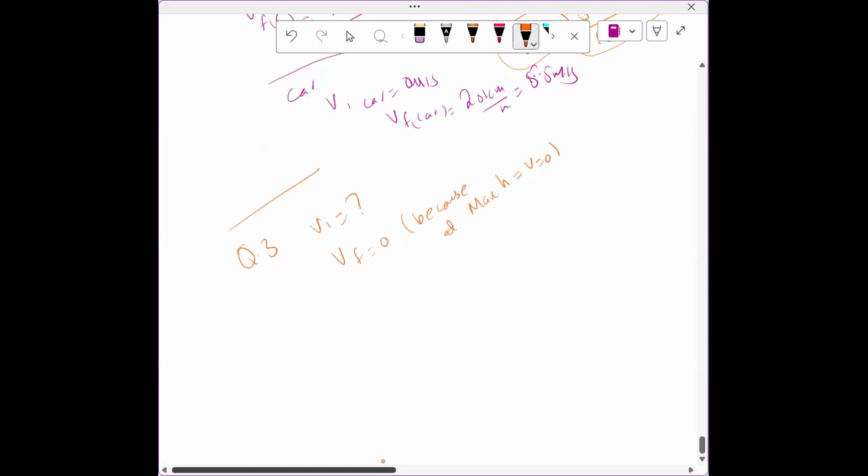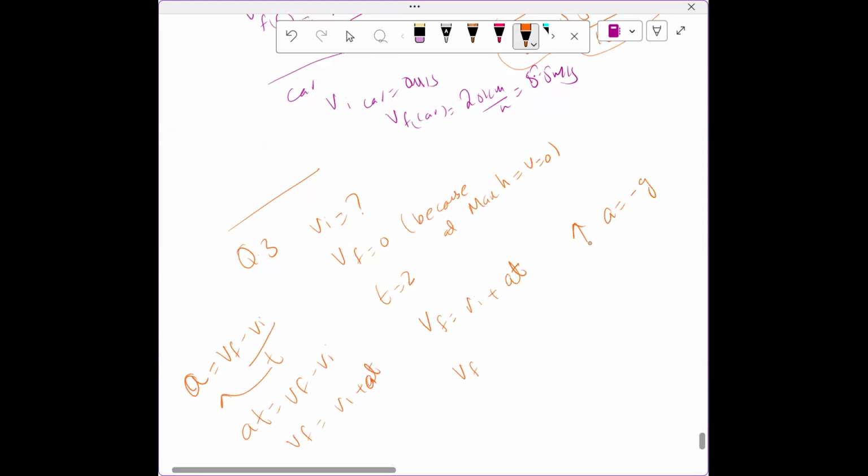How much time has he given us? 2 seconds. And again we will use the same formula, Vf is equal to Vi plus AT. Since the ball is going up, A would be replaced with minus g. I rearranged this formula: A is equal to Vf minus Vi over T. So AT is equal to Vf minus Vi, and Vf would be equal to Vi plus AT. Okay? And this is the formula I'm using. A is replaced by minus g because the ball is going up.